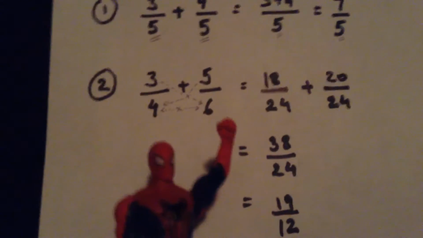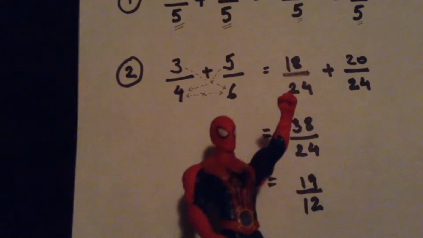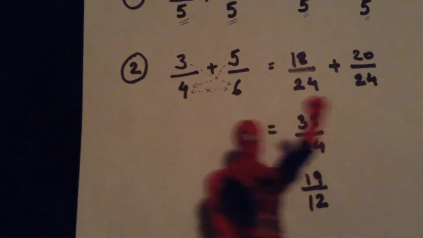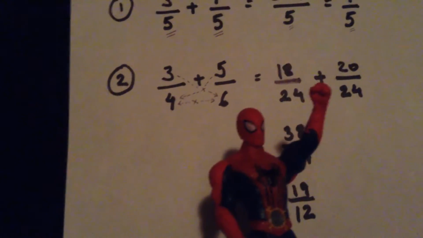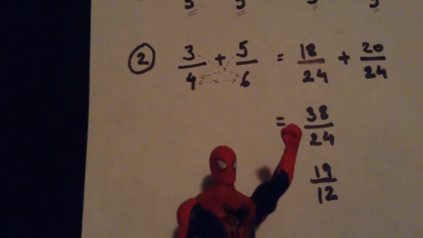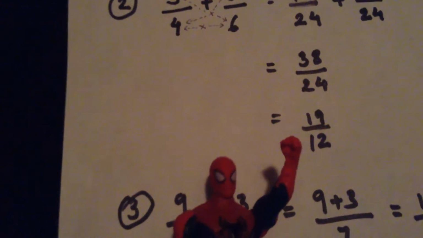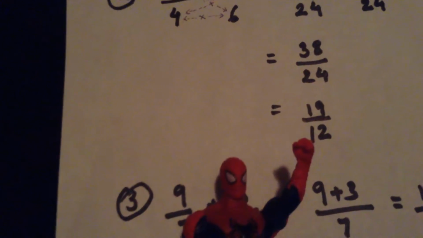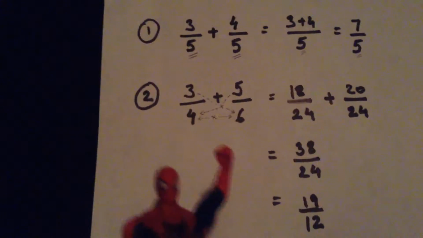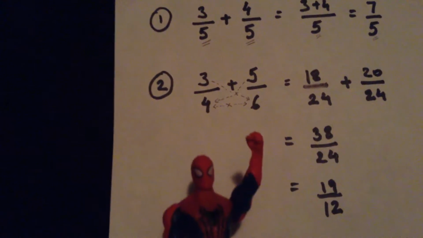And then you just reduce this fraction. At this point, when the denominators are common, you can add the numerators simply. So 18 plus 20 is 38. You get 38 over 24. And then you simply reduce it to get 19 over 12. That's how you add the fractions when the denominators are not common.